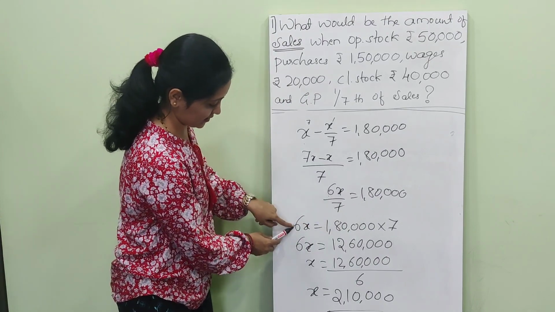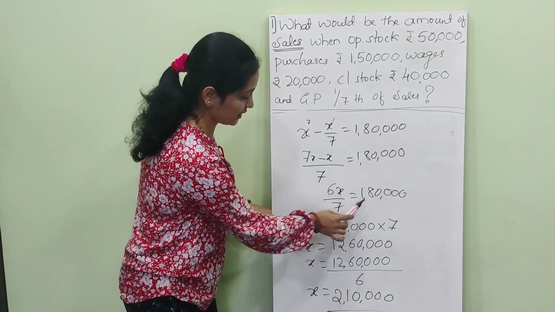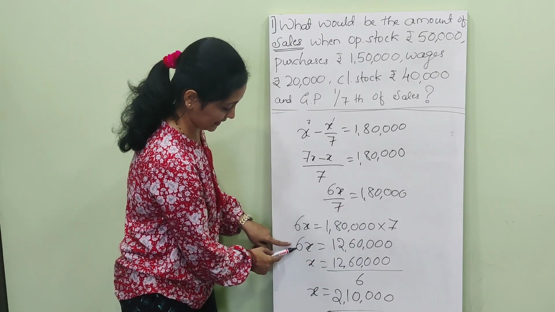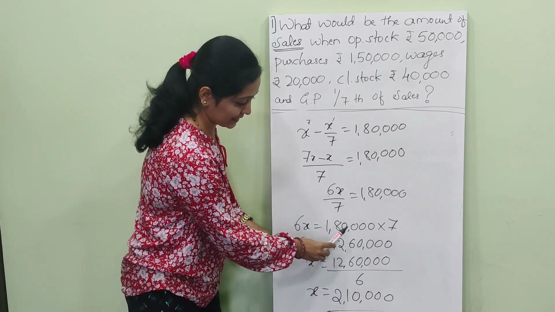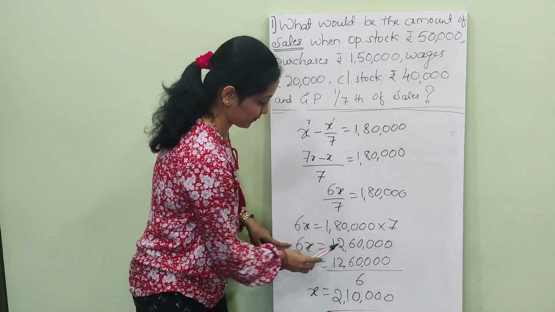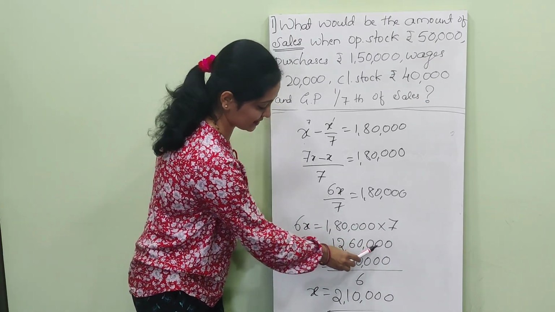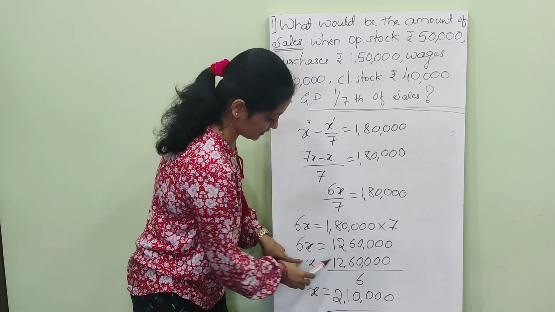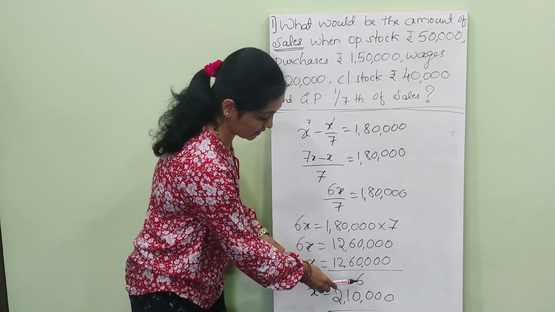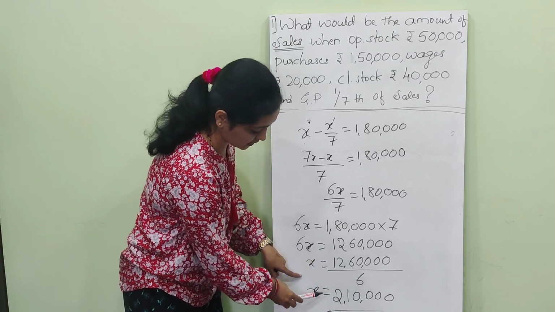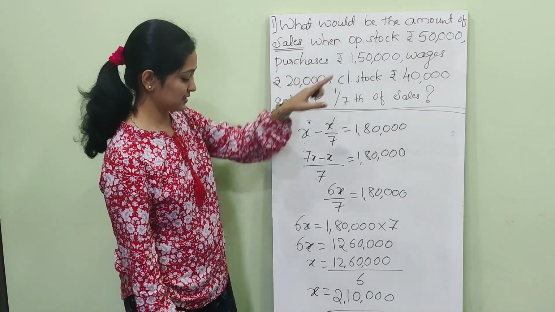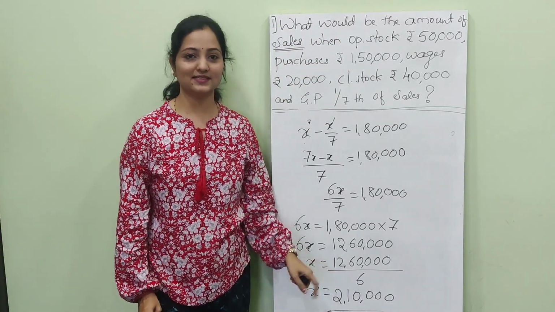Then 6X is equal to, we have to multiply 7 into 1,80,000. So 6X is equal to 1,80,000 into 7. The answer is 12,60,000. So take X as it is, 12,60,000 divided by 6, where the multiplication becomes division. So the answer will be 2,10,000. So the amount of the sales will be 2,10,000.